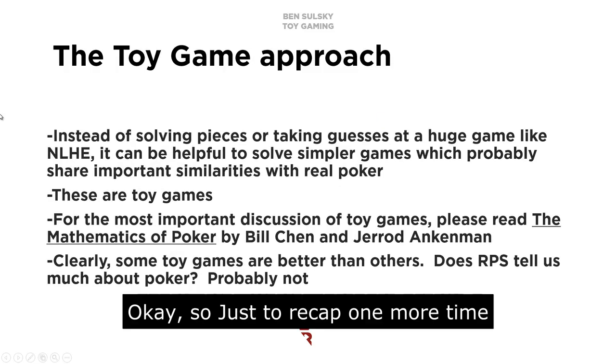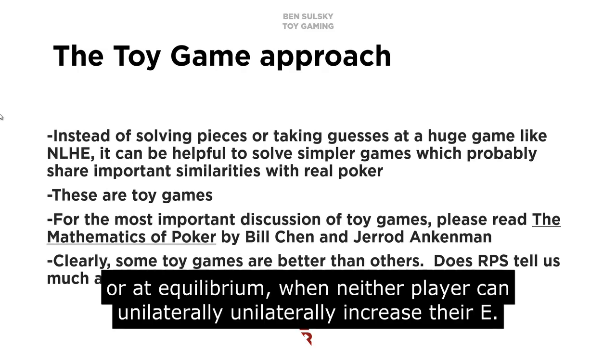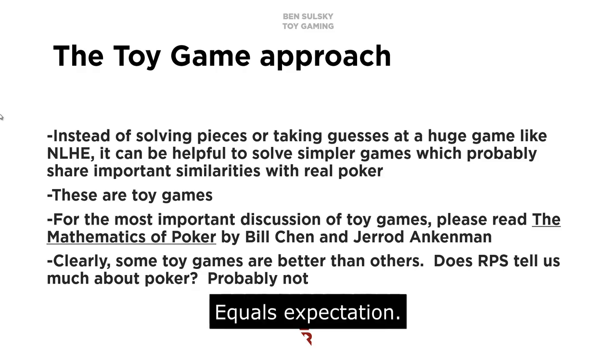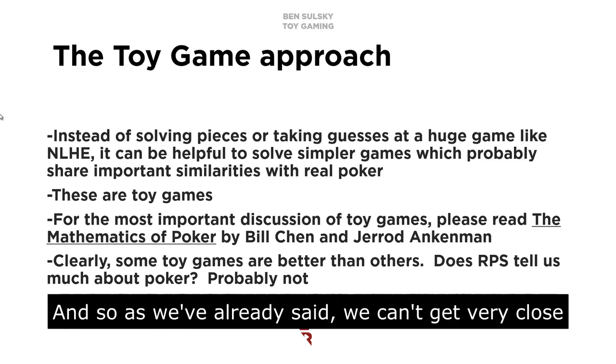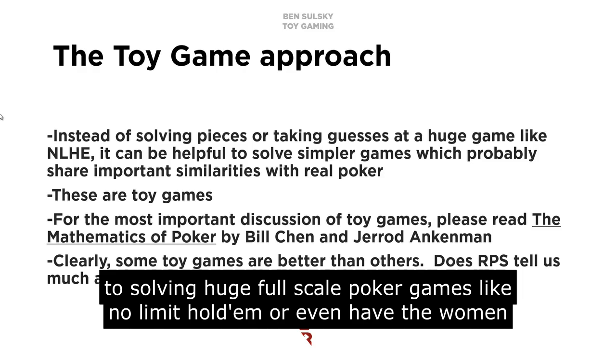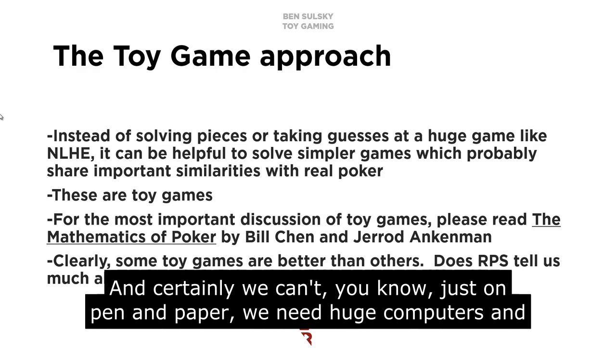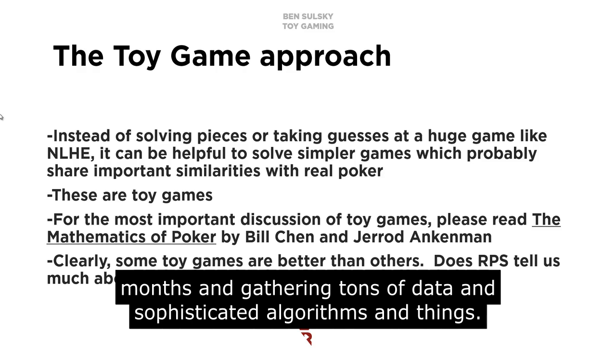Okay, so just to recap one more time. We're at equilibrium when neither player can unilaterally increase their EV, where EV equals expectation. And so, as we've already said, we can't get very close to solving huge full-scale poker games like no limit hold'em or even heads-up limit hold'em. And certainly we can't just on pen and paper. We need huge computers and months and tons of data and sophisticated algorithms.